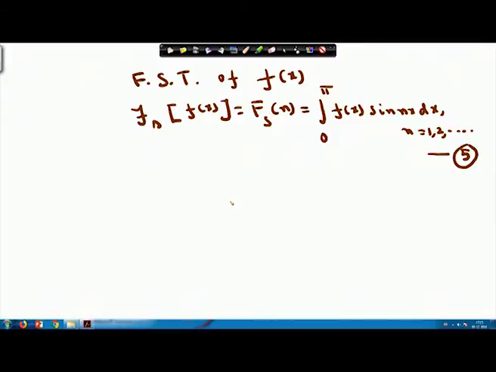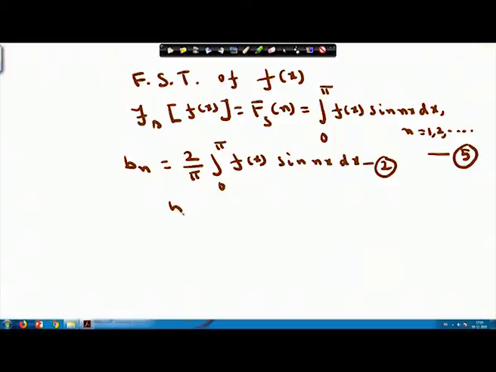So, if you compare equation 2 and equation 5, your equation 2 was B n equals 2 by pi integral 0 to pi f x into sin n x dx. This was your equation 2. So, if I compare equation 2 and equation 5, then I can write B n equals nothing but 2 by pi into the Fourier sine transform of n, where n varies 1, 2, 3 like this way.